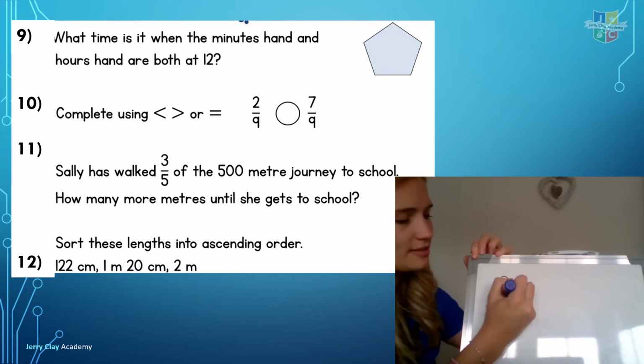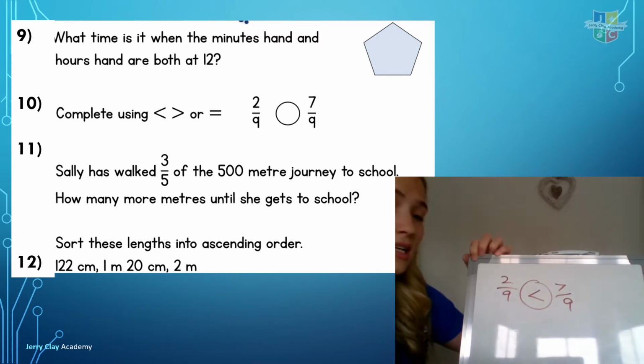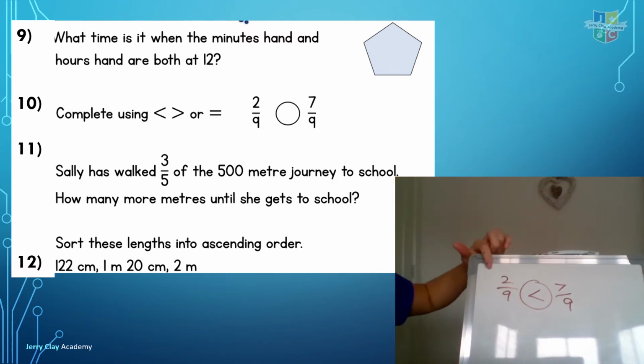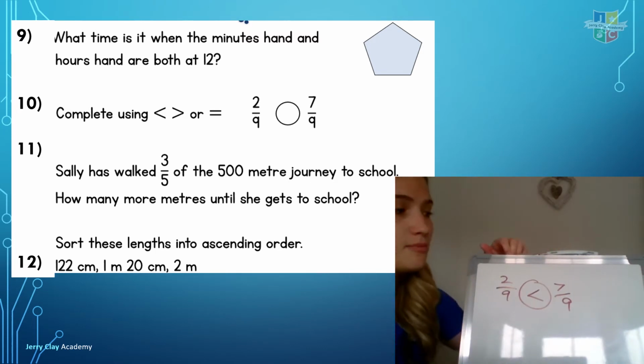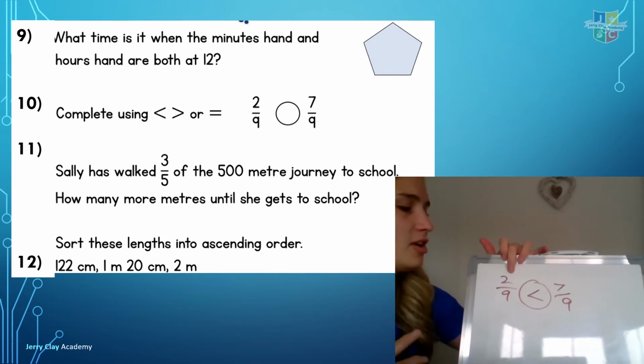Then you should have said that 2/9 is less than 7/9 because it's got the same denominator and the numerators are different. Because if you were to draw it, it would still have the same number of parts. However, 2 is going to obviously be smaller than 7.